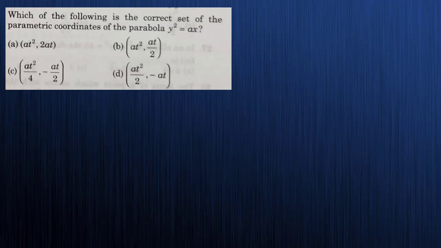The next question: which of the following is the correct set of parametric coordinates of the parabola y square is equal to ax? Okay, what they are asking is the parametric form of this parabola, y square is equal to ax. So parametric form means what? It is x is equal to at square and y is equal to 2at. Please don't mark this as your answer, a t square comma 2at. This is correct only when you have this 4a. Okay, if we have this latus rectum 4a, then only this at square comma 2at is correct, otherwise it is not.